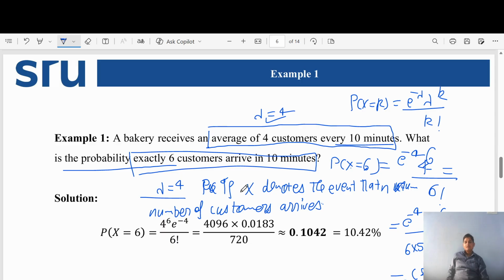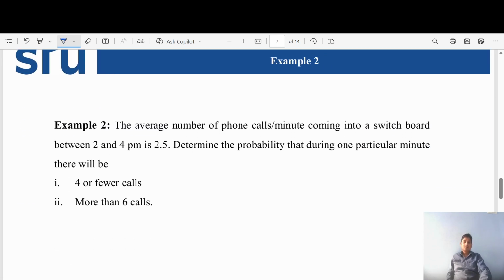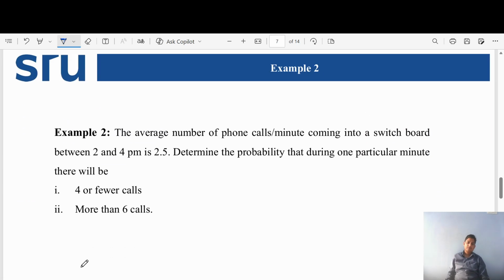Okay. So lambda is given and 6 customers arrive in 10 minutes. What is the probability that exactly 6 customers arrive in 10 minutes? So in this question, first read the question 2 or 3 times, very good.